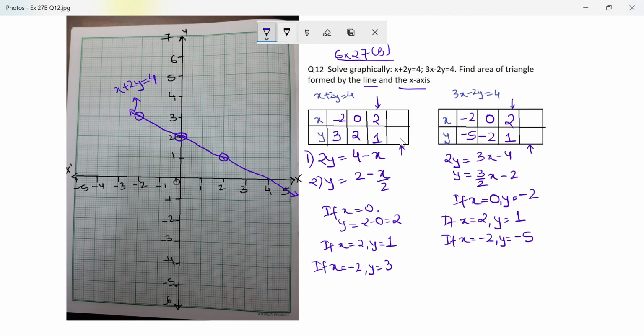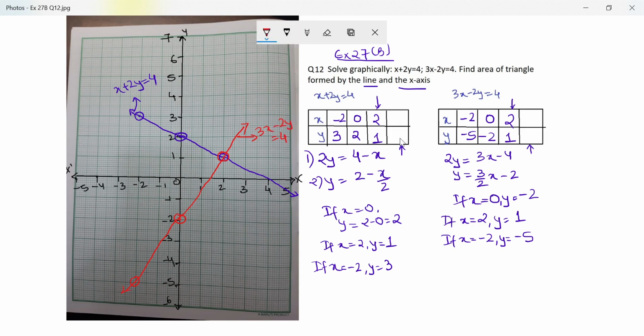Next, plot the other line. Let me just change the color so that it's visible. Next is 0, negative 2, that's this point. Next is 2 with 1, which is the point of intersection. And then negative 2 with negative 5. So let's just join these 3 points together. Done. So this is my line 3x minus 2y is equal to 4.